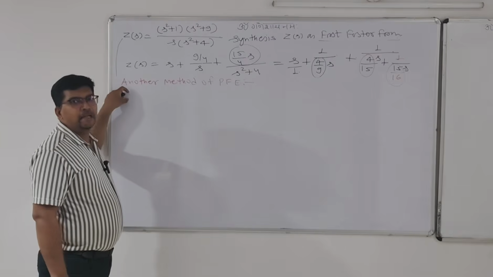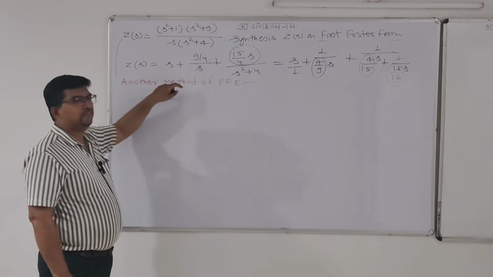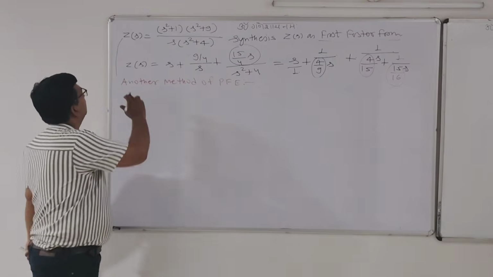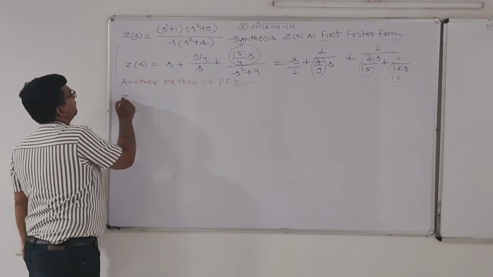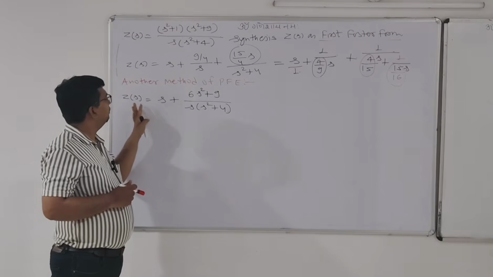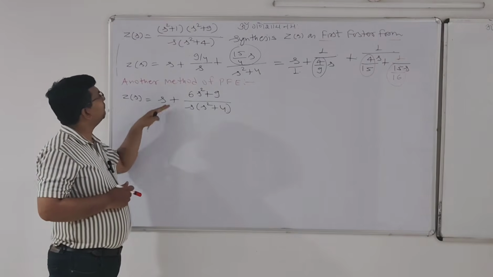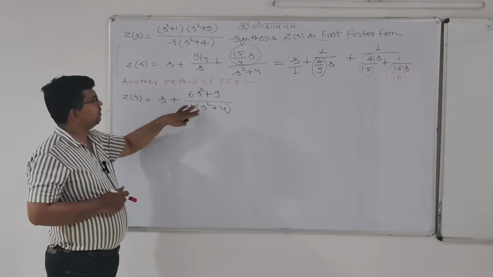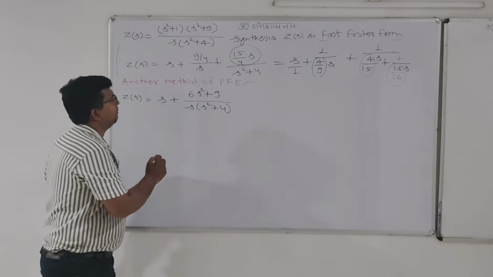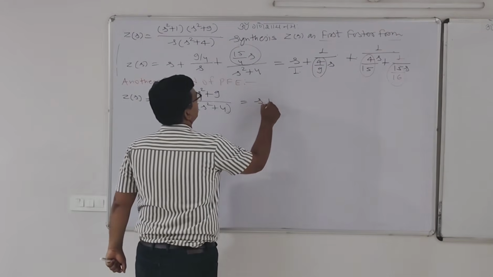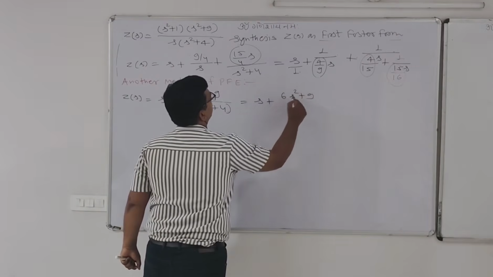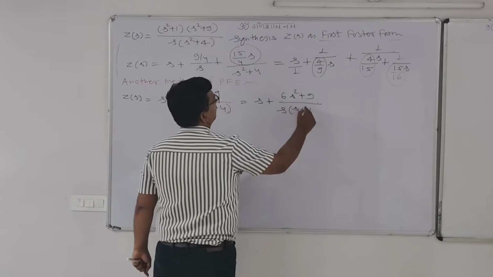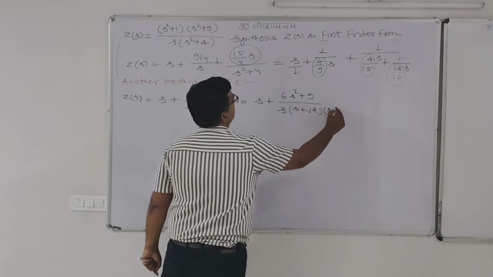So there is another method of determining the partial fraction expansion coefficients. So what is this method? Say that we are given Z(s) and need to find the partial fraction coefficients. Now we already know that after dividing the numerator by the denominator we get s plus 6s square plus 9 upon s into s square plus 4. Now I will write this in this manner: s, then s plus j2 and s minus j2.